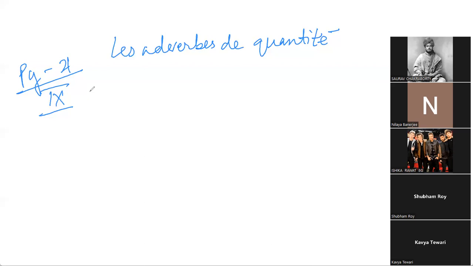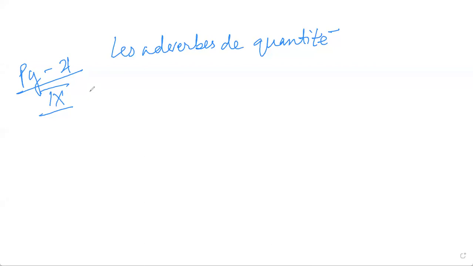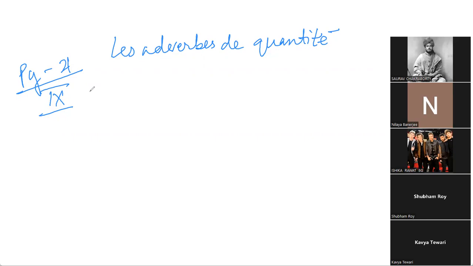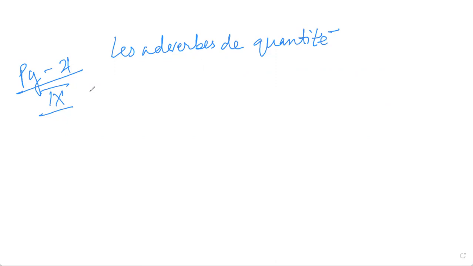So les adverbes de quantité, adverbs of quantity. Go through this. Beaucoup de, a lot, much, many. Trop de, too much, too many. Un peu de, a little, few. Assez de, enough. Moins de, less, fewer. Plus de, more. Tant de, so much. Combien de, how much, how many. Now, with the help of these, let us do exercise 9.